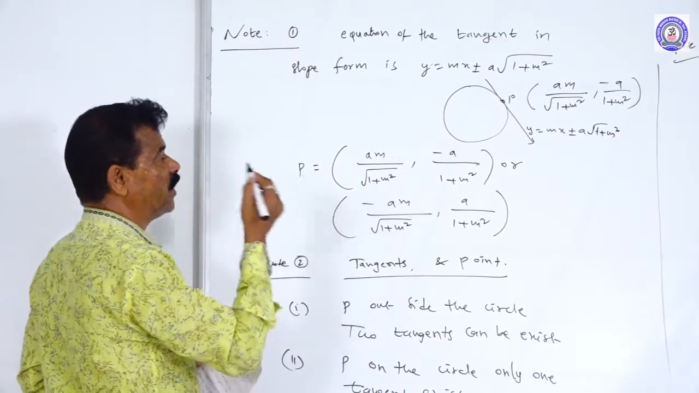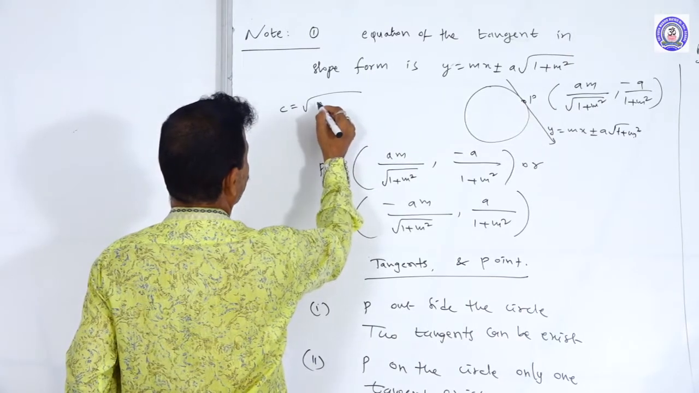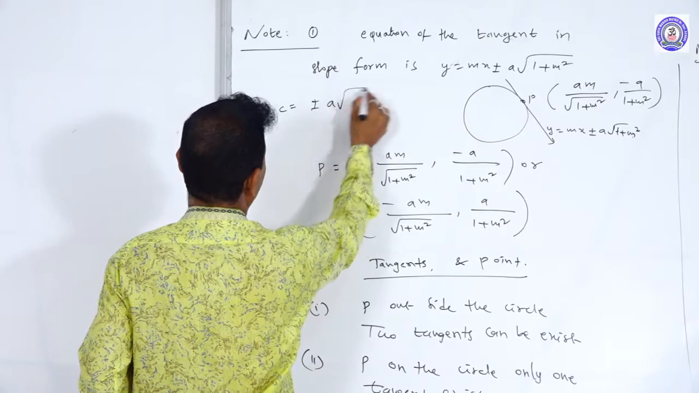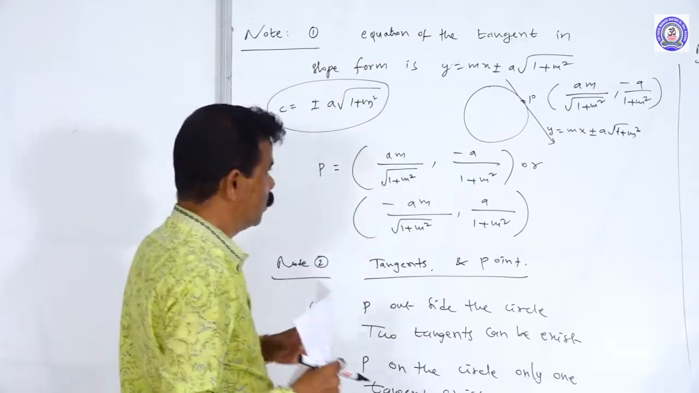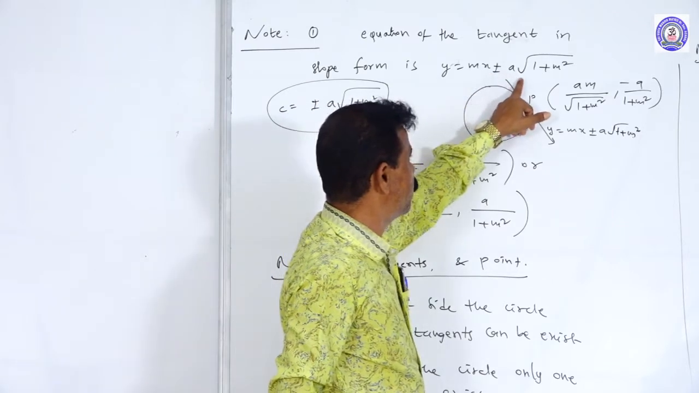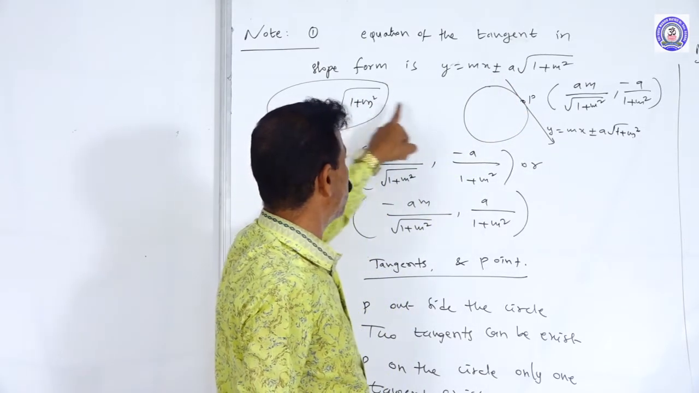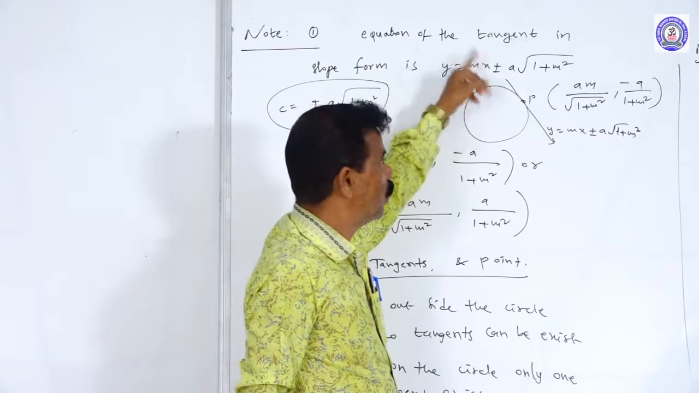So the condition for tangency: c = ± a√(1 + m²). This is y = mx + c. We substitute the c value, ± a√(1 + m²), and that is the tangent equation in slope form.